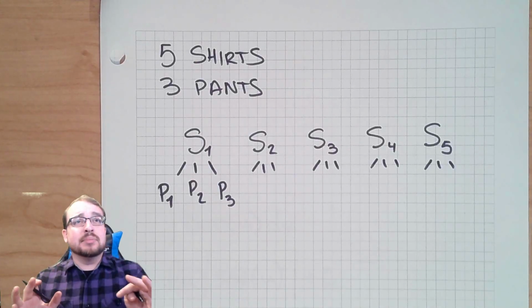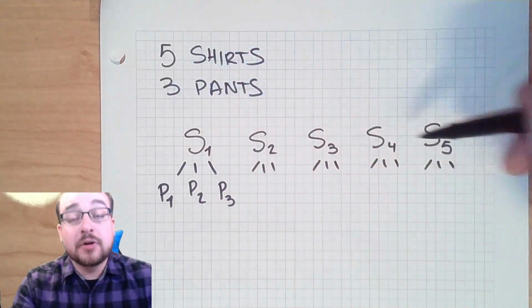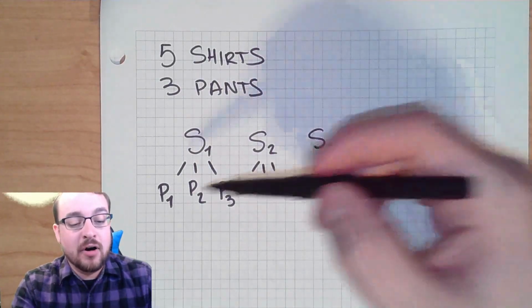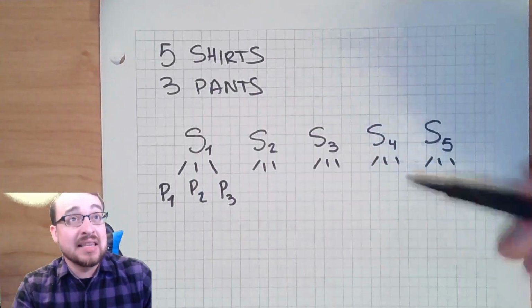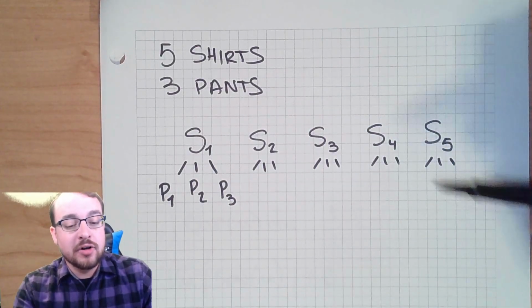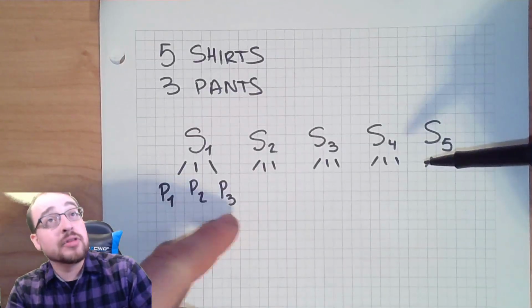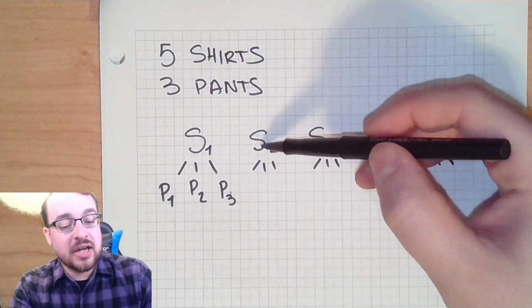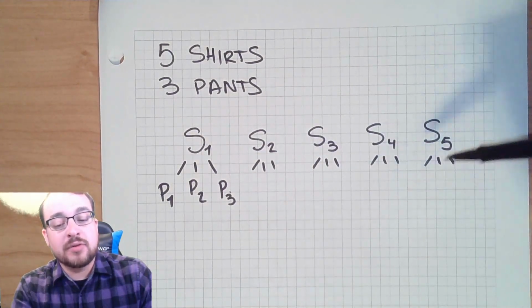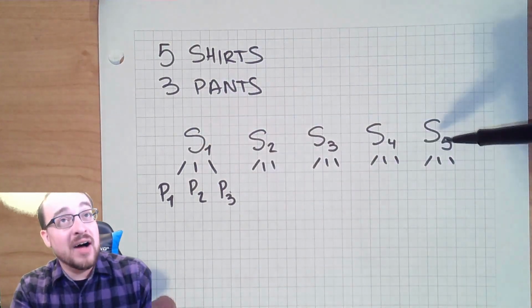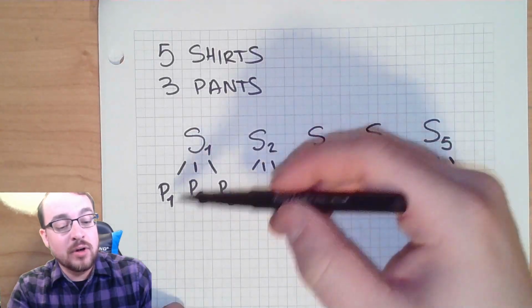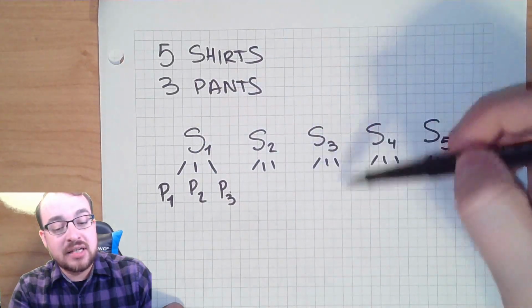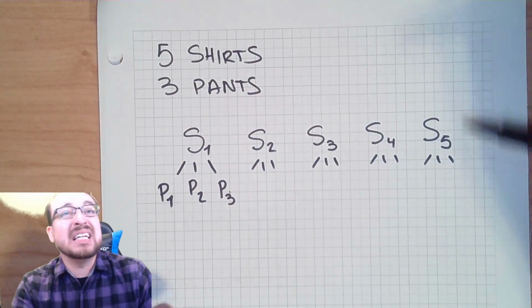So the big concept is, for every first option, I have all my second options, right? My second thing that I can choose from. So for each of these, I have 3 options. For the first one, I have 3. For the second one, I have 3. Third one, 3. Fourth one, 3. Fifth one, 3. So for all 5, I'm going to have a total of 1, 2, 3, 4, 5, 6, 7, 8, 9, 10, 11, 12, 13, 14, 15 outfits.